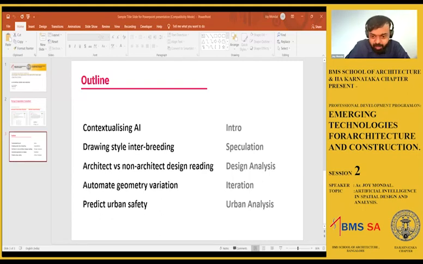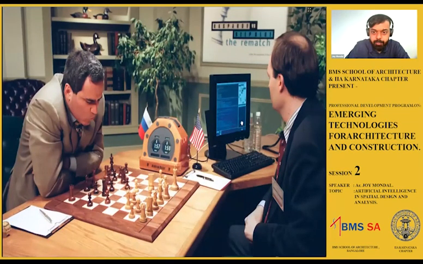Is the PDF visible? I am not sure which mode of screen share I select. I guess it's now. Can you make it full screen? Yeah, now would it be visible, the PDF? Yeah. Yes, the PDF. Right.